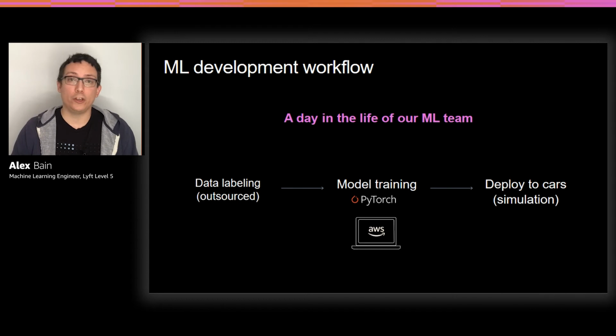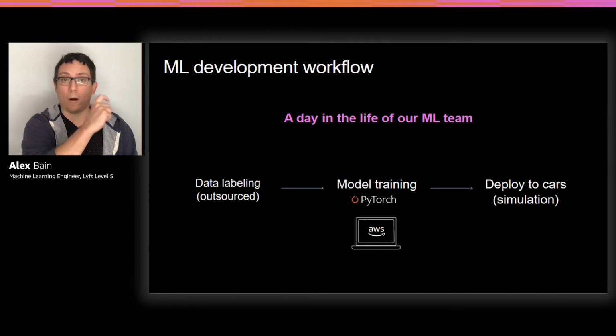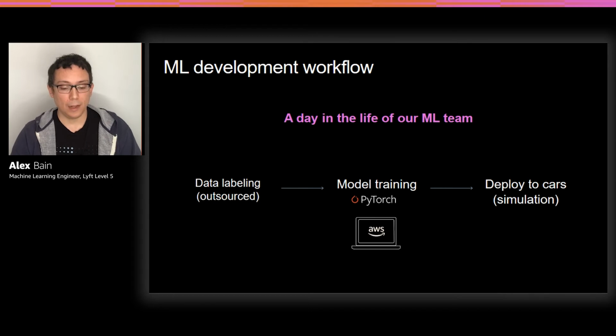So, for example, a human annotator will look at a video, draw bounding boxes on where all the cars are, and that becomes ground truth information that our machine learning models will use to understand which parts of the video or images are cars. Then we train models, which today we use PyTorch. I'll tell you some more about that in the next slides.